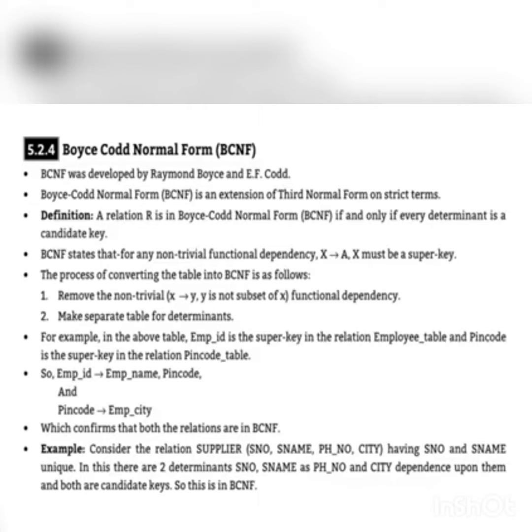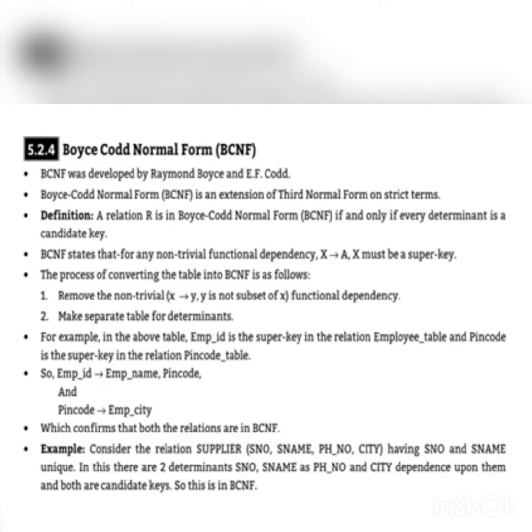What is the definition of BCNF? A relation R is in Boyce-Codd normal form if and only if every determinant is a candidate key. BCNF states that for any non-trivial functional dependency, X determines A, X must be a super key. The process of converting a table into BCNF is as follows. First, remove the non-trivial functional dependency, and second, make a separate table for determinants.